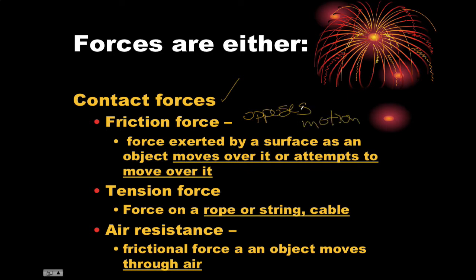Anytime you have something that's moving, there's going to be some sort of frictional force, whether the object is running or sliding. Anytime it's moving, it's going to have some sort of friction. So if the object is moving to the right, there's going to be a frictional force, F, opposing that motion.